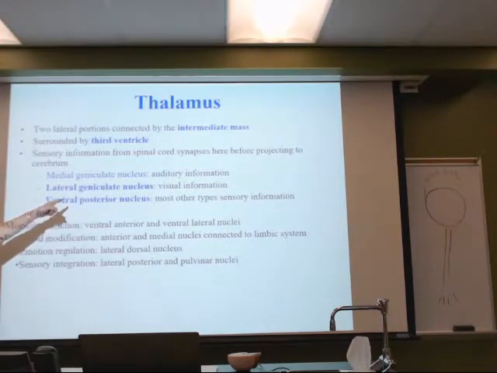Nucleus. I have 1, 2, 3 nuclei. Nuclei are what? I'm going to ask y'all this until everybody says it. Areas of dense nerve cell bodies. Okay? 1, 2, 3. Medial, lateral, ventral, for my thalamus.